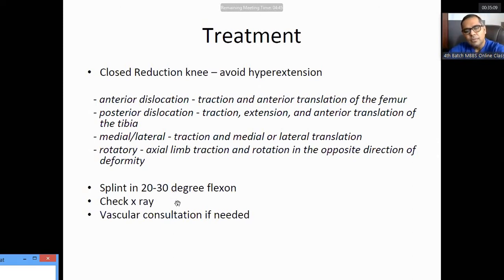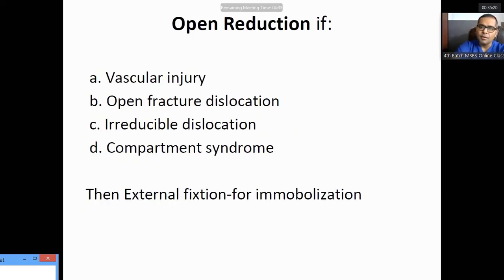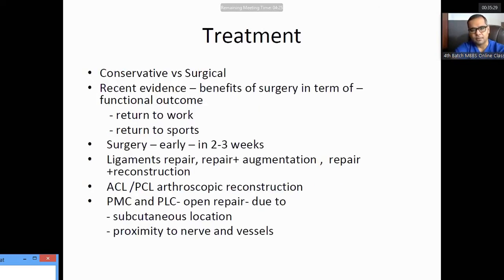And we have to keep the patient's knee in 20 to 30 degrees of flexion, so that the collateral ligaments heal in their normal anatomic position. We go for check X-ray and vascular consultation if required. Open reduction only if vascular injury, open fracture dislocation, irreducible dislocation, and there is compartment syndrome. And then we keep them in the external fixator. Treatment: conservative versus surgical. Recent evidence is towards surgery for good functional outcome, return to walk and early return to sports.